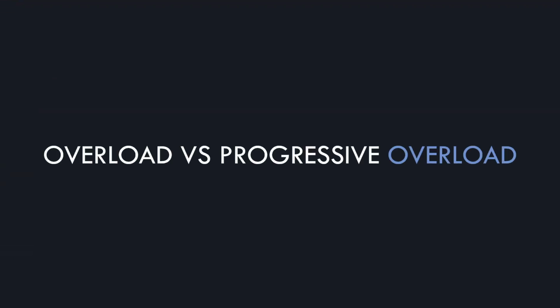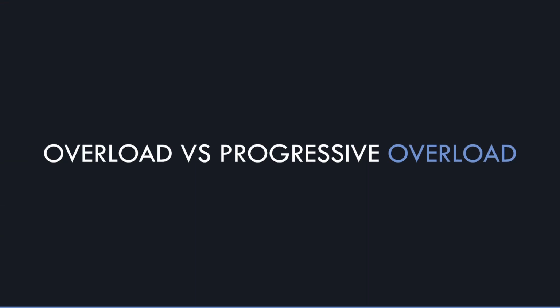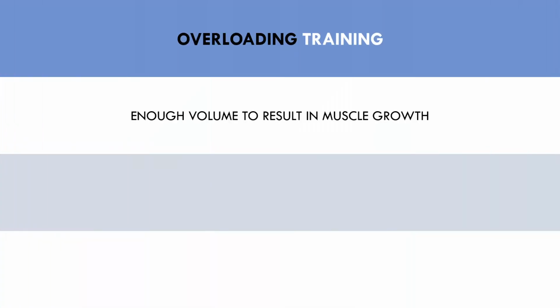So now we understand the most important variables for hypertrophy training, let's now explore the concept of overload and progressive overload. These two terms are similar but have slightly different meanings. Overloading training refers to training that is challenging enough to stimulate adaptation. In relation to hypertrophy training, overloading training simply means doing enough volume to cause a muscle growth response, assuming proximity to failure, technique, and rep ranges are on point.